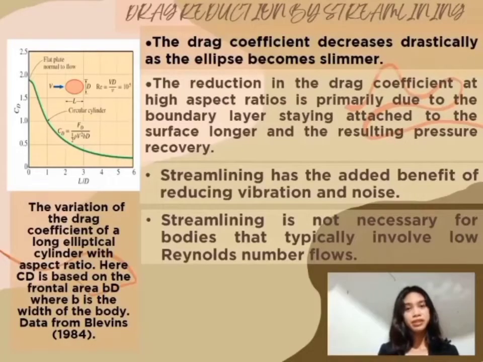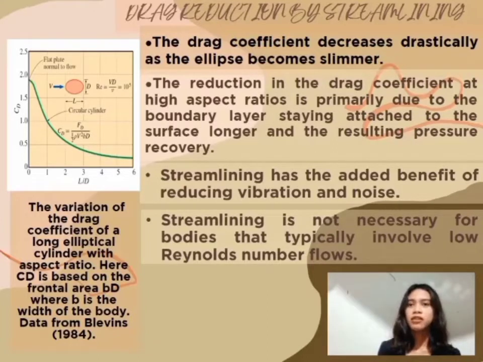So the effect of streamlining on the drag coefficient is described best by considering long elliptical cylinders with different aspect or length to thickness ratios, or L over D, where L represents the length in the flow direction and D is the thickness. So let us describe the photo provided. As you can notice, the drag coefficient decreases drastically as the ellipse becomes slimmer. As the aspect ratio is decreased and the cylinder resembles a flat plate, the drag coefficient increases to 1.9, the value for a flat plate normal to flow.